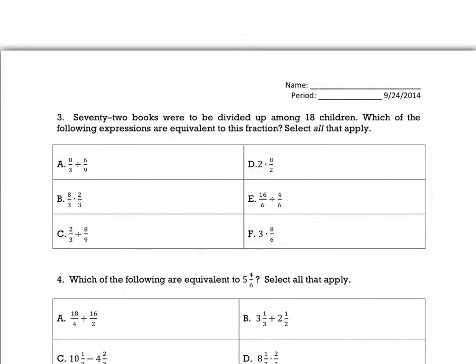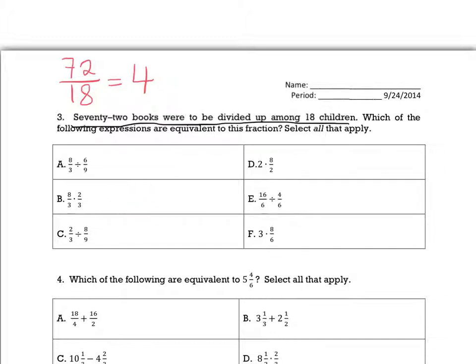So the first thing you want to do is to figure out how many books each child would get. So 72 books were to be divided among 18 students. So you have 72 divided by 18, that will give you 4. So it means each kid will get 4 books. And then your next step is you look at these 6 options here. You figure out which one is actually equal to 4. And one more time, you can't just choose one answer and then stop. You have to find out each of them because there will be more than one answer here.